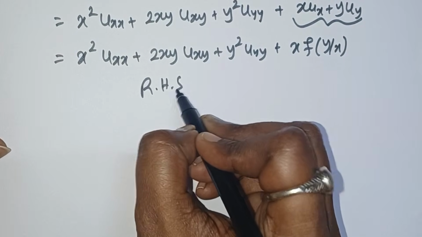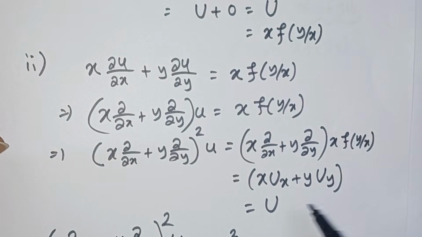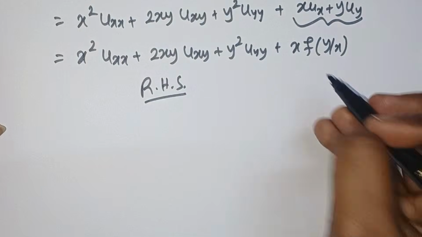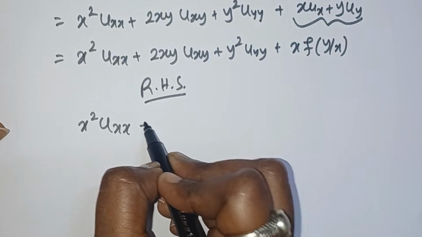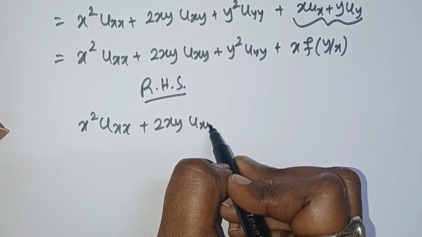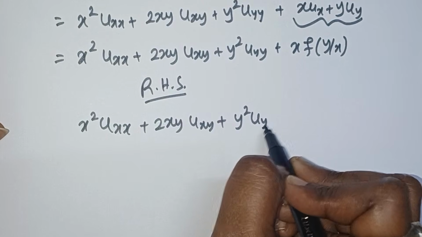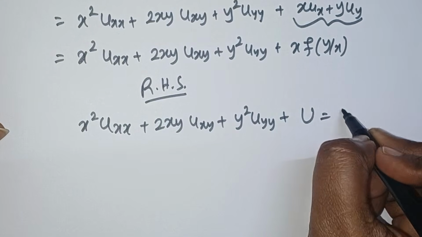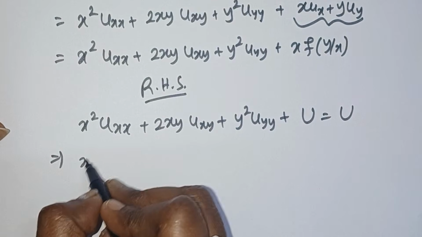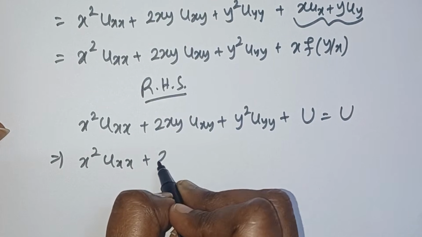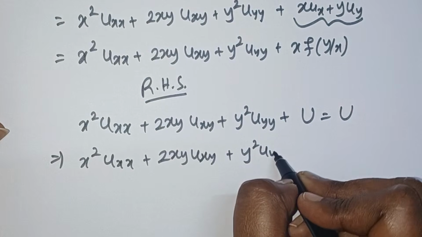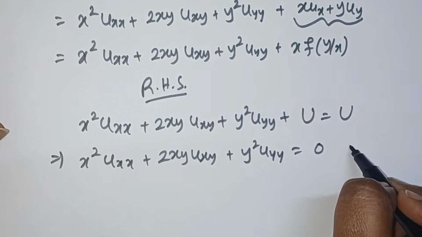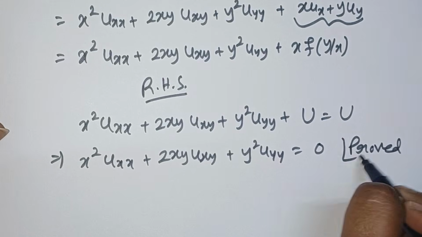Also RHS is u, and you can see x f of y by x is actually u. So we have now x square uxx plus 2xy uxy plus y square uyy plus u equal to u. So this will be cancelled out, hence the final answer is x square uxx plus 2xy uxy plus y square uyy equal to 0. Hence the second part is also proved.